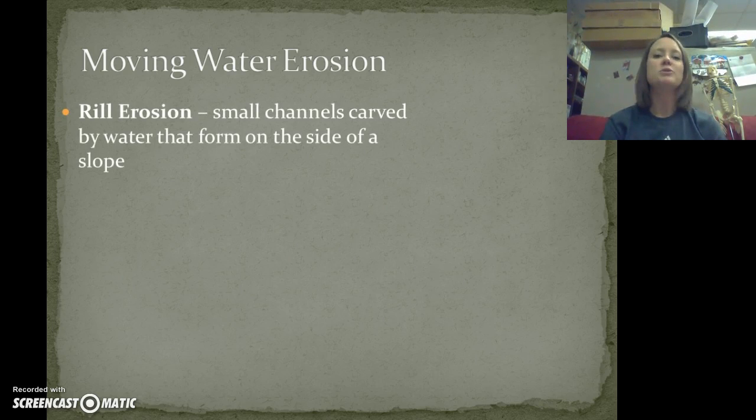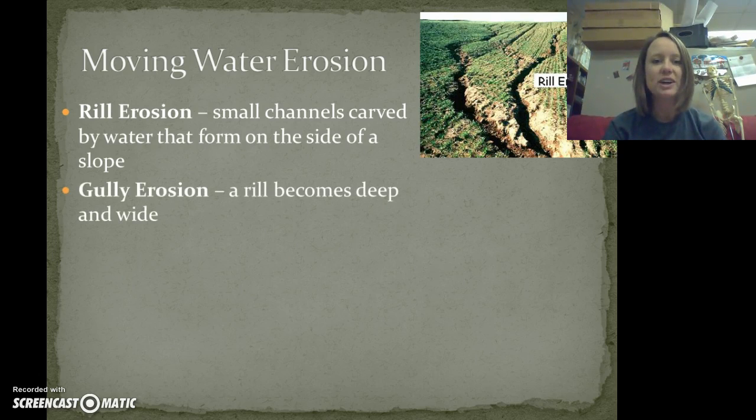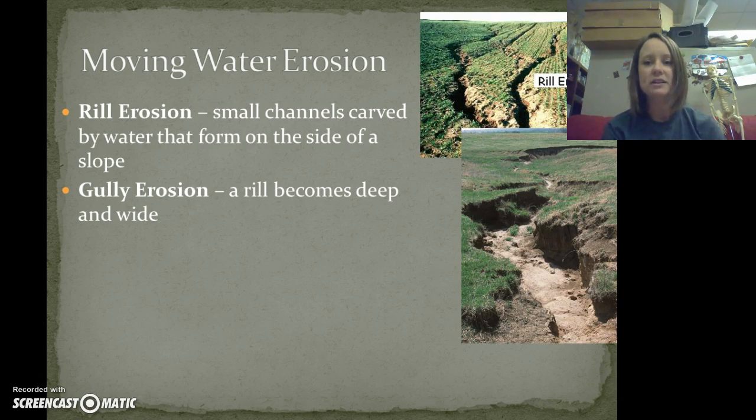So moving water erosion: if you start off with running water, you're going to get small channels. These small channels are called rills. When the rills get larger, they form gullies, and that's when a rill becomes deep, a little bit wider, and you can see a little more sediment has been moved.